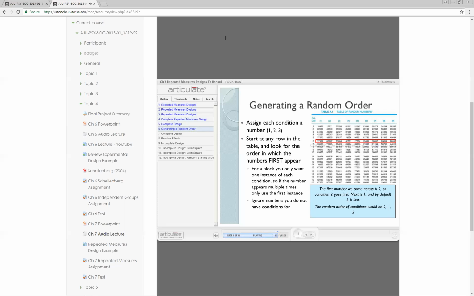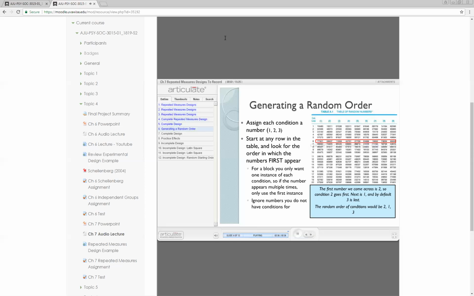And I'll go back and look at the conditions I assigned to those numbers. So animal faces first, then human faces, and then objects. That is how you get your random order by block. And again, each block has a different random order. So if you need to design 4 blocks, you're going to need to do this 4 separate times to get 4 different random orders.